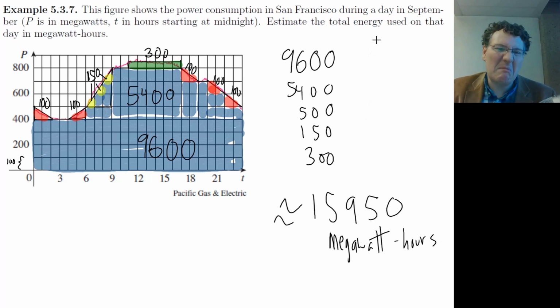Okay, so altogether, my estimate is about 15,950 megawatt hours, just by roughly trying to estimate. I'm sure that I was off by a little bit, just an estimate. I cut some corners, of course, but this is a rough estimate. That's fine. Okay, so there's our example. Let's go back a second. That's what we're going to do now for evaluating definite integrals.